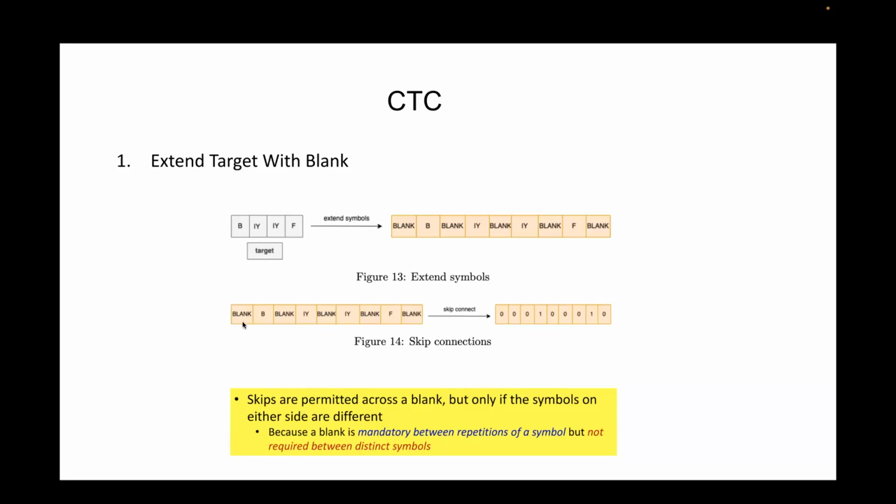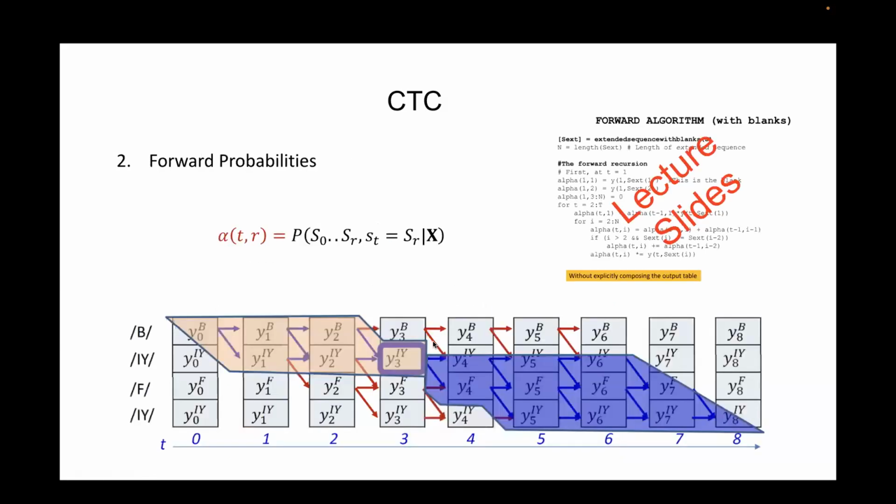So for example, when you jump from blank to B, the first array would actually show your jump from a 0 position to blank. So it can't be skipped. Blank to B, no. B to blank, blank to IY, IY to blank. So when you go from IY to blank, it can be skipped because on either side there is the same character. So this is how your skip connections work, and they can be implemented as given.